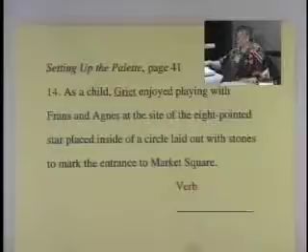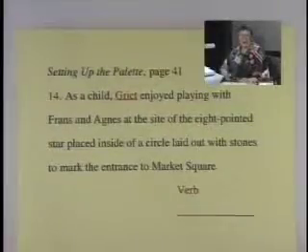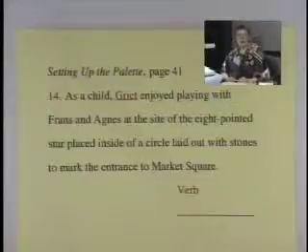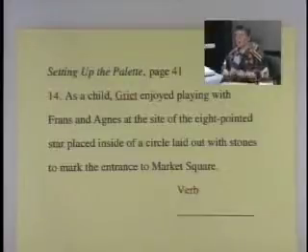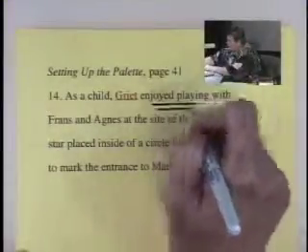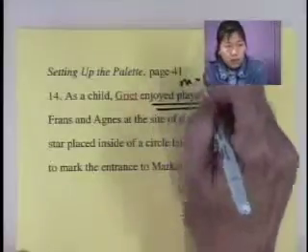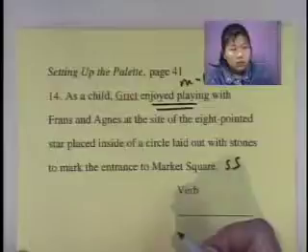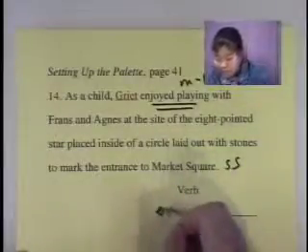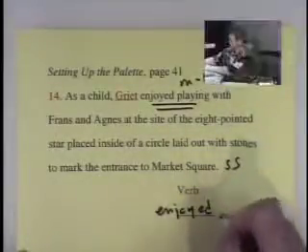Well, then it tells us, as a child, Greet enjoyed playing with Franz, that's her brother, and Agnes at the site of the 8-pointed star placed inside of a circle laid out with stones to mark the entrance to Market Square. Farah, if Greet is your subject, I wonder where the verb is. Enjoyed playing. And what kind of a clause is that? Main clause. What kind of a sentence is it? Simple sentence. And the verb is enjoyed playing. I'm just reminding you again, we're going to write it out. Anybody with a question on that?